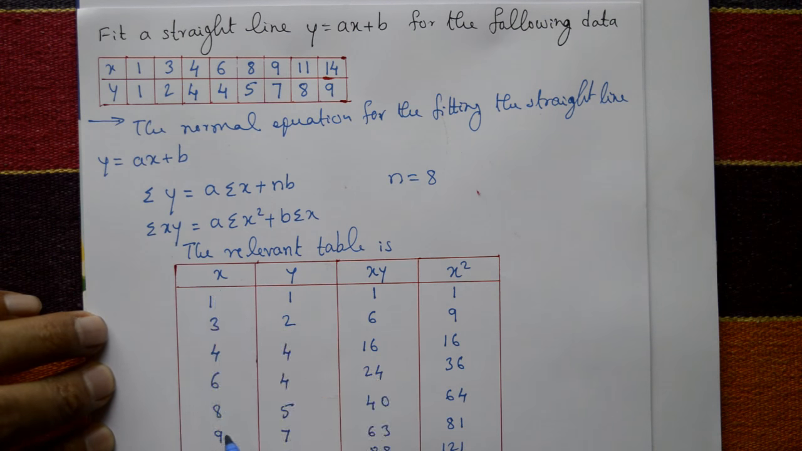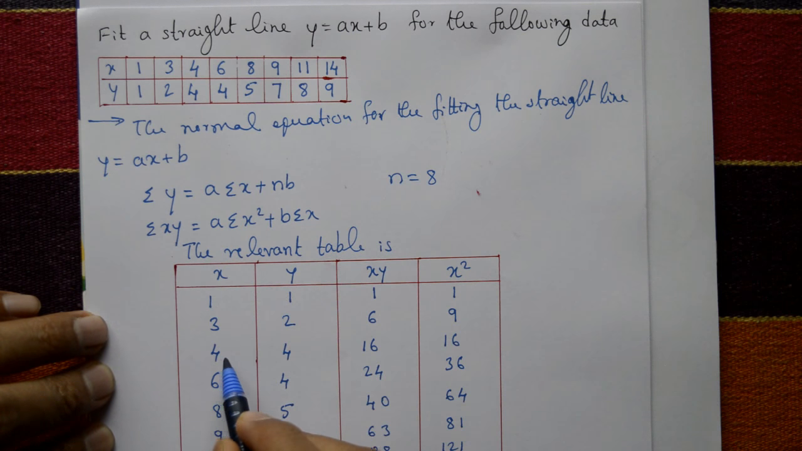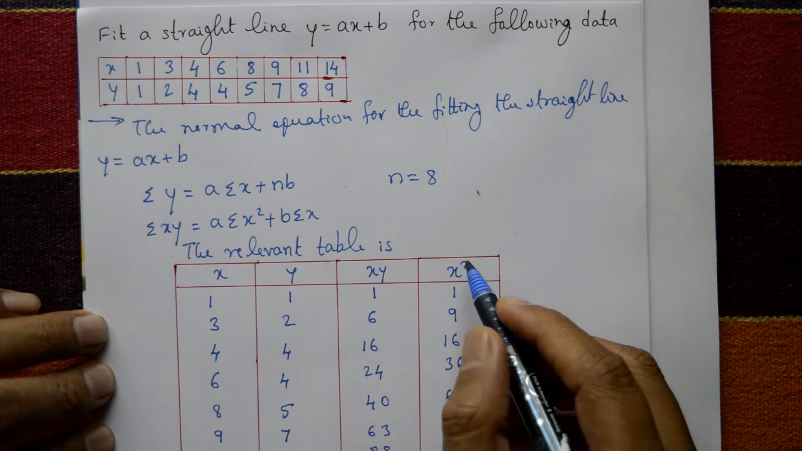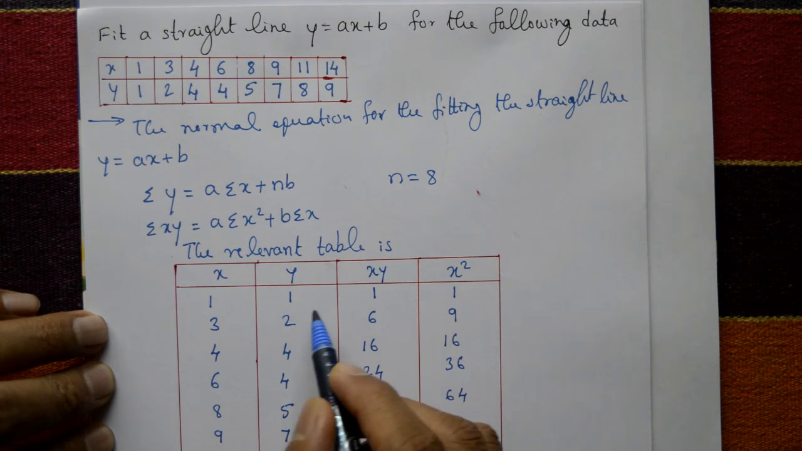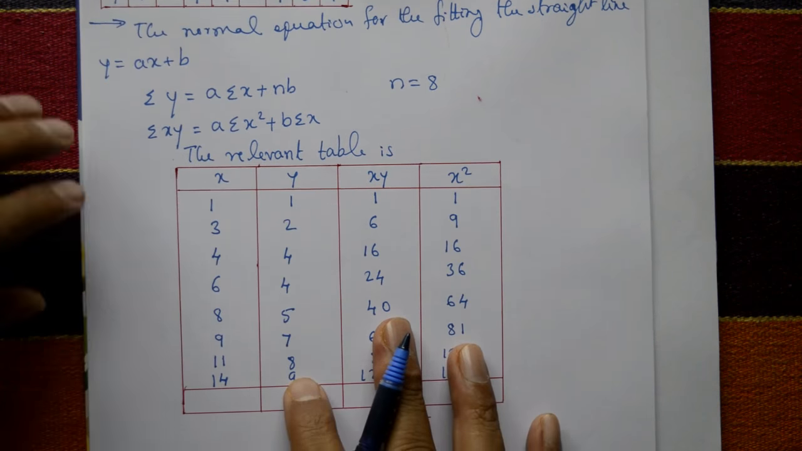Now these are x and y, and x into y multiplication: 1, 6, 16, 24, 40, 63, 88, 126. Next is the x² column: 1, 9, 16, 36, 64, 81, 121 and 196. Now you take the summation.